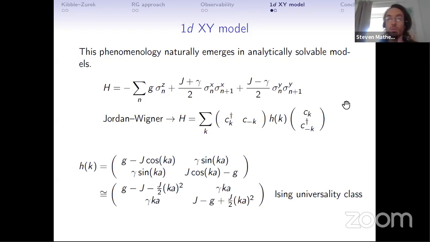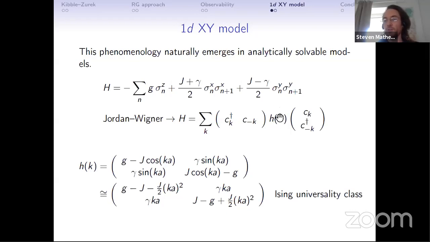This is an XY model. It's a quantum system. We have sigma Z, X, and Y that are Pauli matrices. It's a 1D chain. And this is a particularly nice model for us because it can be diagonalized exactly. So we have a Jordan-Wigner transformation. We can map these spins to a set of fermionic creation operators, which can then be Fourier transformed, and we're left with an independent collection of two-level systems.